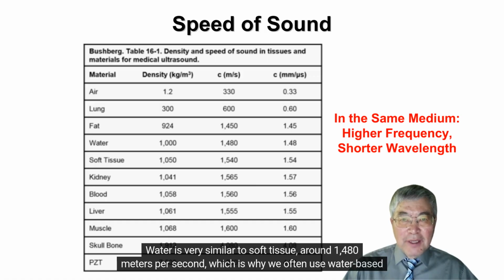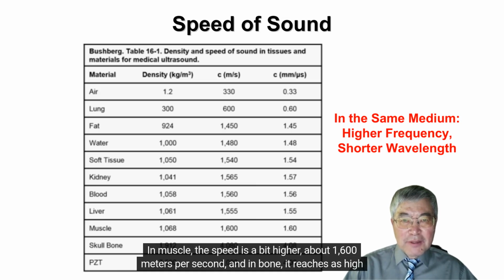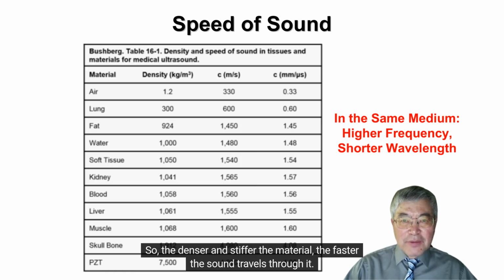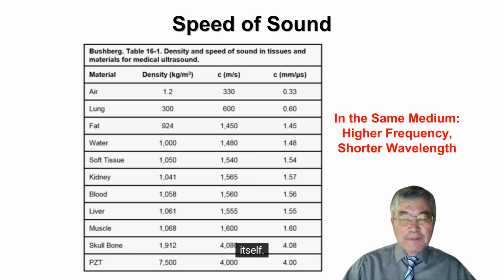Water is very similar to soft tissue, around 1,280 meters per second, which is why we often use water-based gels in ultrasound coupling. In muscle, the speed is a bit higher, about 1,600 meters per second, and in bone, it reaches as high as 4,000 meters per second. So, the denser and stiffer the material, the faster the sound travels through it. But within the same medium, like soft tissue, the speed stays constant. It's a property of the material itself.